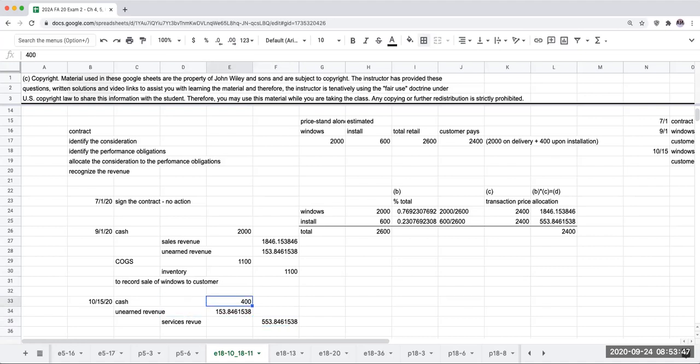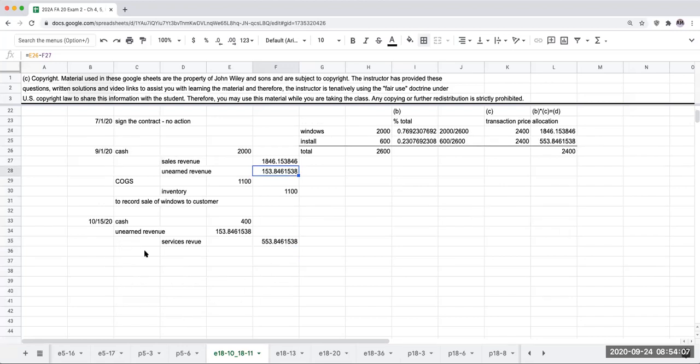I've received cash, and then at the same time, if I'm only receiving cash of 400, then how would I make this balance? It's going to be for this unearned revenue. Because I was recording this unearned revenue earlier because this is what related to the service or the installation. So my description here will be to record performance of window installation.